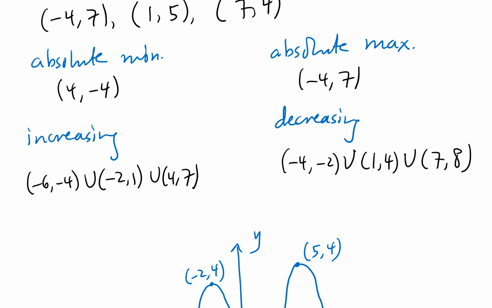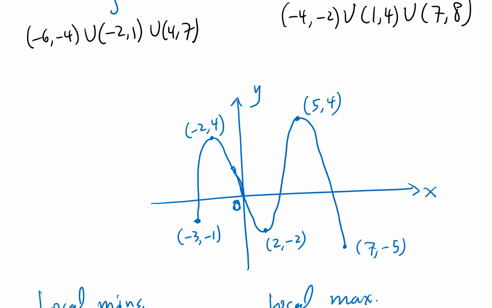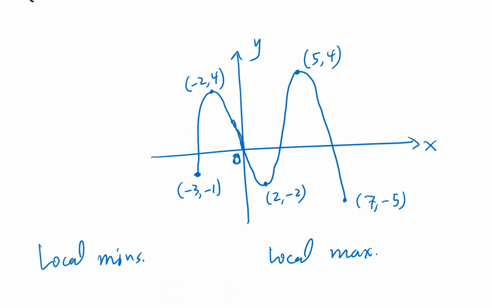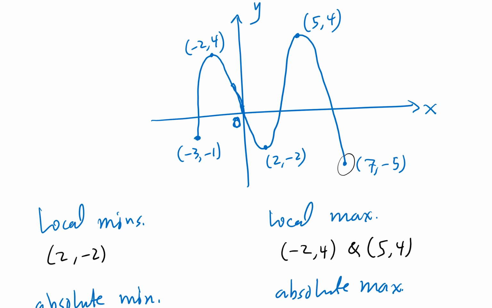So let's look at another example here. Let's say we have this. Where's the local minimum? I see (2, -2) is a local minimum. Local maximum is (-2, 4), and there's (5, 4). Notice this point is the lowest point the graph can reach, but it's not local. It has to be inside. It can't be at the end edges, at the end points.